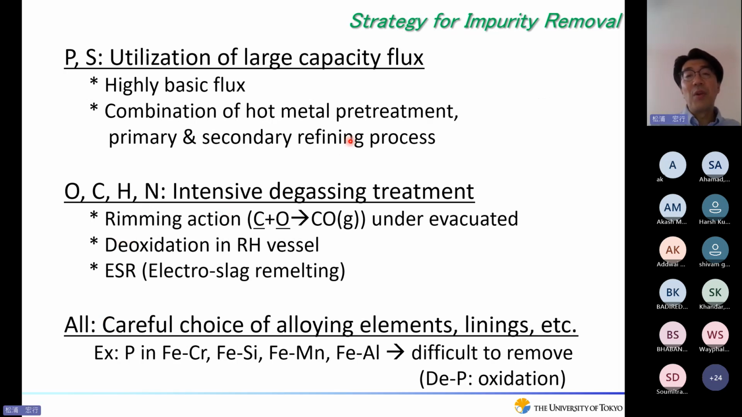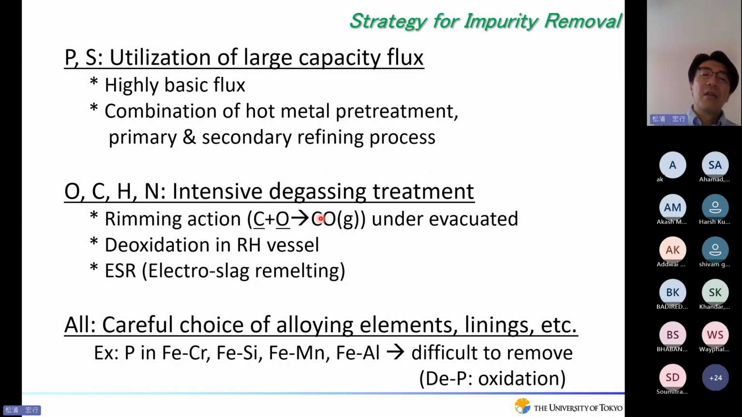So the strategy for impurity removal is summarized here. Sorry, this also contains phosphorus, but for the case of sulfur, you need to utilize a large capacity flux, and then you need to remove the sulfur as much as possible. And then you need to combine the various processes from the hot metal pretreatment to the primary and the secondary refining process, even the final casting process. The tundish may have some functions to remove sulfur in steel. In the case of oxygen, carbon, or nitrogen, you need intensive degassing treatment.